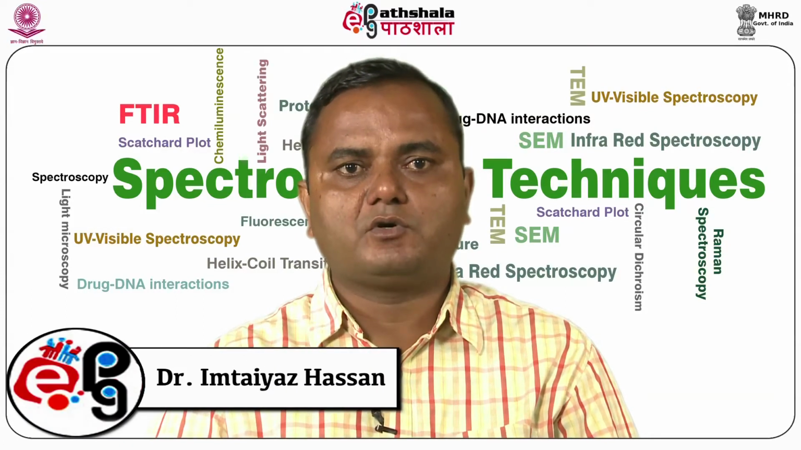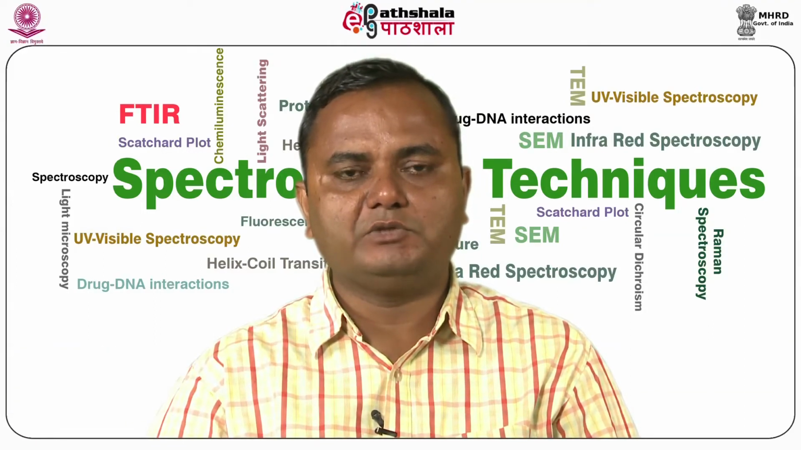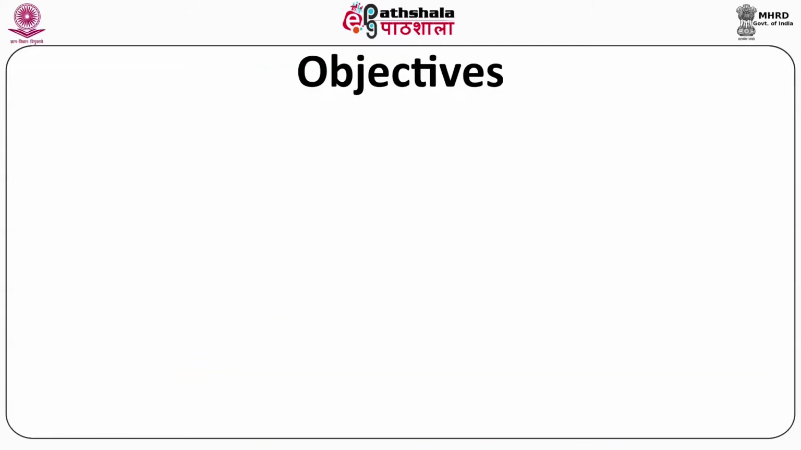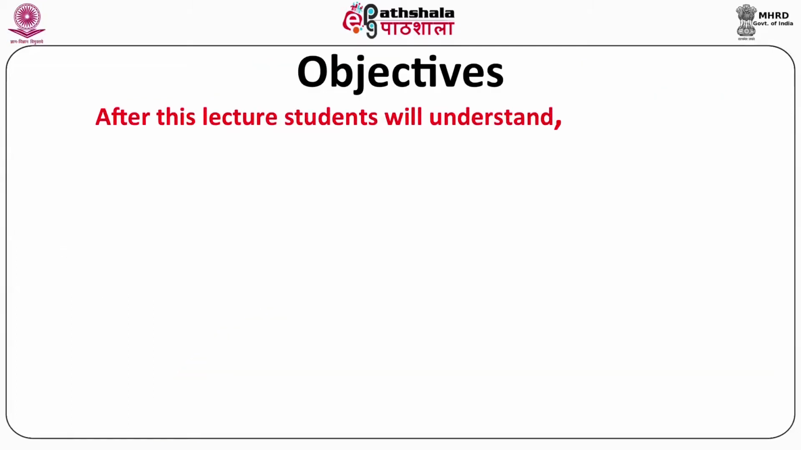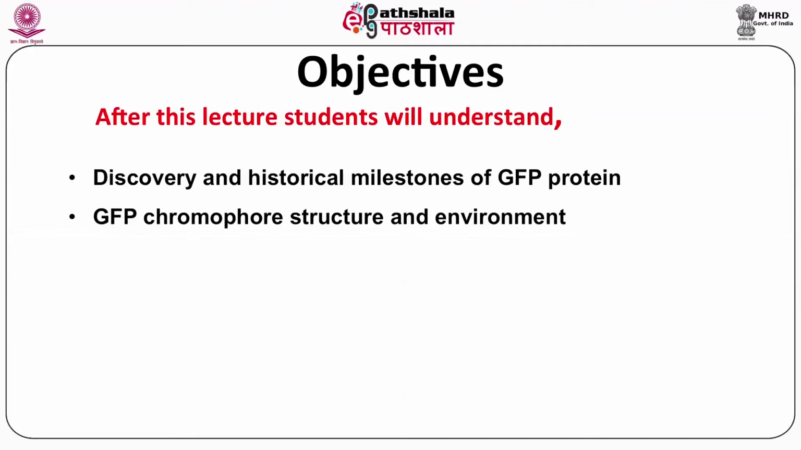Today we are going to talk on paper 10 biophysics, in which we will discuss module 20, the green fluorescent protein. In this module we are going to discuss the discovery and historical milestones of green fluorescent protein. Then we will talk about the green fluorescent protein and its chromophore structure, especially with special attention towards the environment. Then we will discuss the mechanism of fluorescence of the green fluorescent protein.